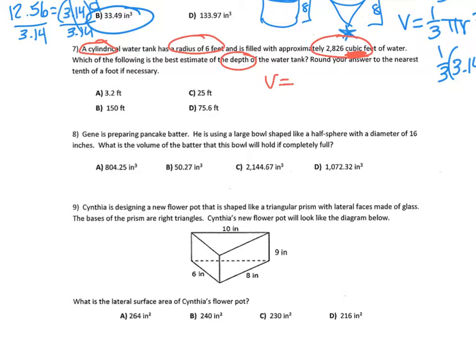So volume of a cylinder. It says cylindrical water tank. Okay, so volume of a cylinder, pi r squared, area of the base, times height. So we've got to plug in what we know. If it says it's filled with 2,826 cubic feet of water, that is our volume. It's filled with that much.